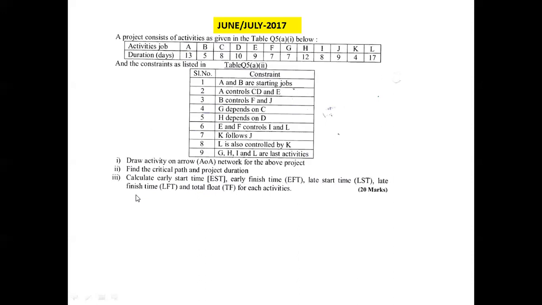In this session, I will draw the network diagram based on these constraints, and I will leave it to you to find the critical path and project duration, and also to calculate the earliest start, latest start, and so on, based on whatever we learned in the previous session. And this was asked for 20 marks in July 2017. Okay, let us try to draw the network diagram for this problem.